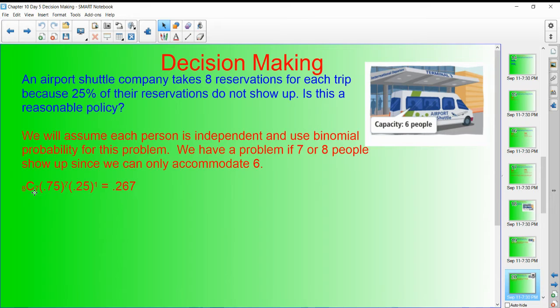So I have 8 people, I want to choose 7 of them to show up. 75% of the time they show up, 25% of the time they don't. Now we've got to find the probability that all 8 show up, because that's also a problem. So go ahead, calculate the binomial probability for all 8 out of 8 showing up.